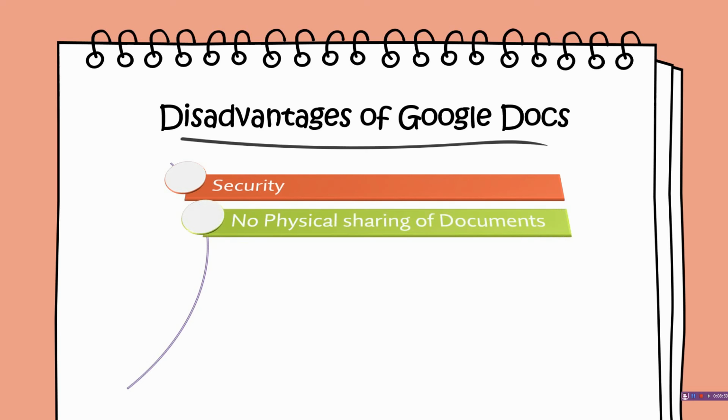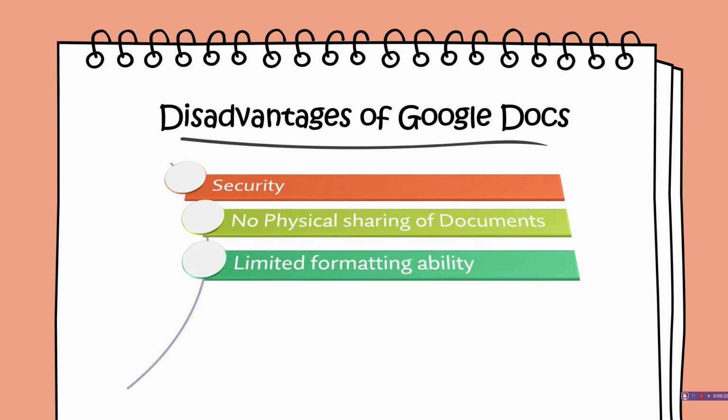Next one is not physical sharing of documents. Google Docs is cloud computing, and with cloud computing there is no physical location of the documents shared. The documents cannot be physically shared because Google Docs is a cloud computing service where the documents are saved at some host place.